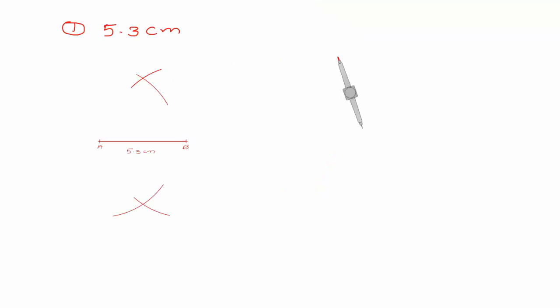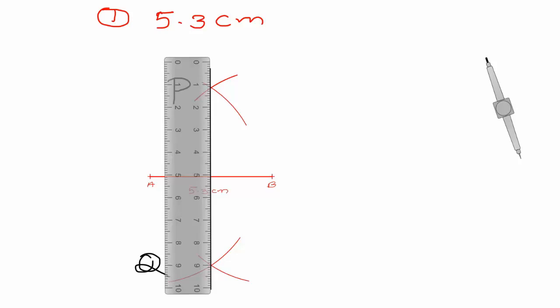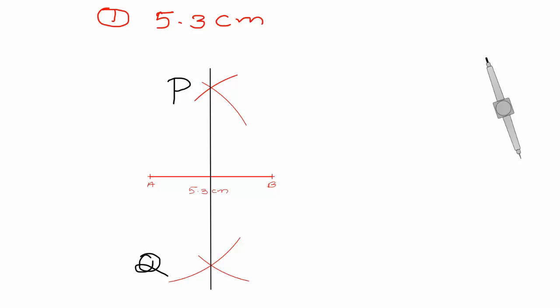We get two arcs. Then the points of intersection we give the names. Here is the point P and here is the point Q. Join the points P and Q with the help of a ruler. Lift the ruler and show the arrow on both the ends.